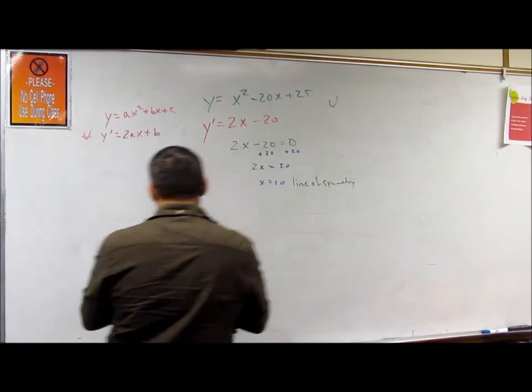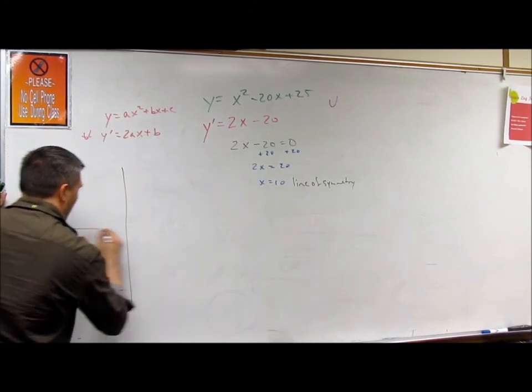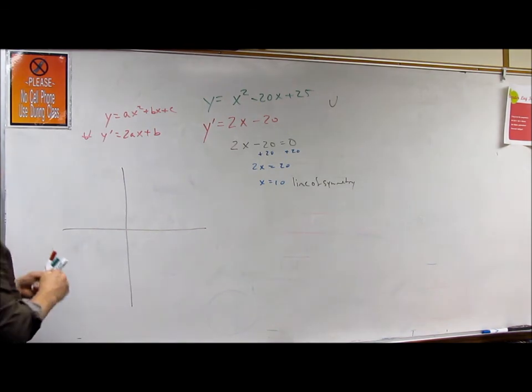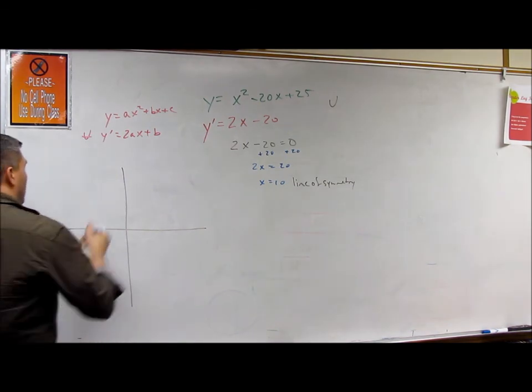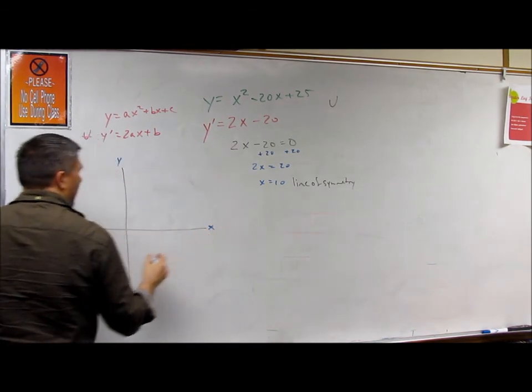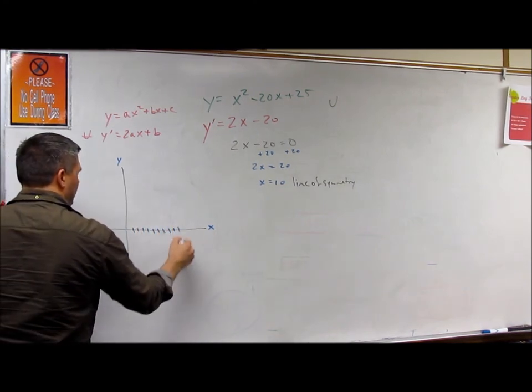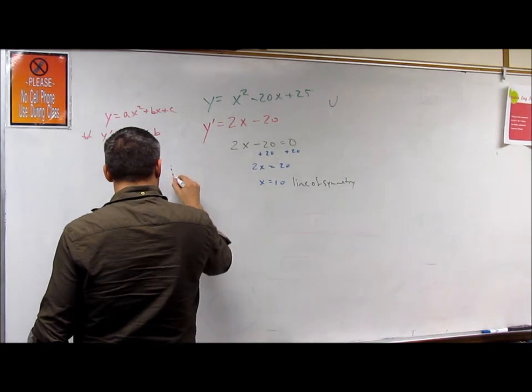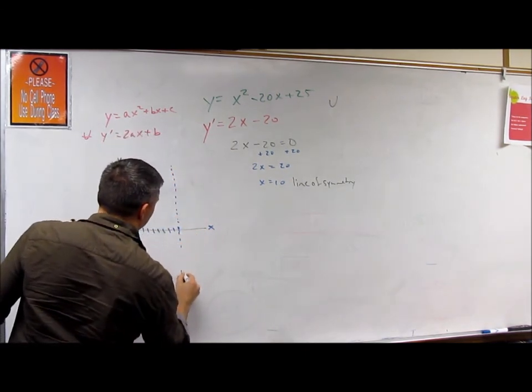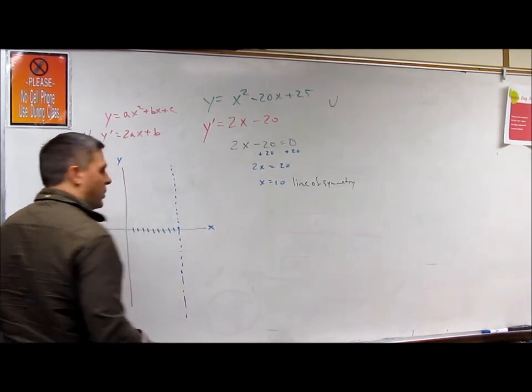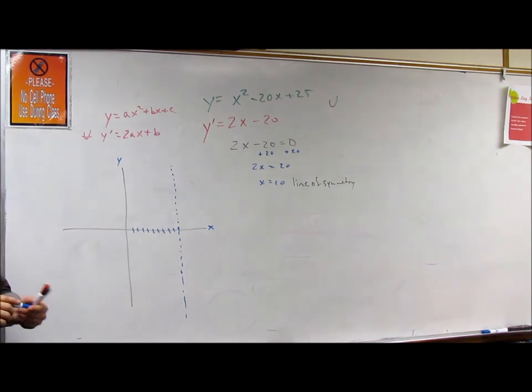So, I have this y, x, 1, 2, 3, 4, 5, 6, 7, 8, 9, 10. So I know that there's a line of symmetry at 10, right? What else do I know? Not enough to graph it yet. So now what do I do with that 10? X is 10.